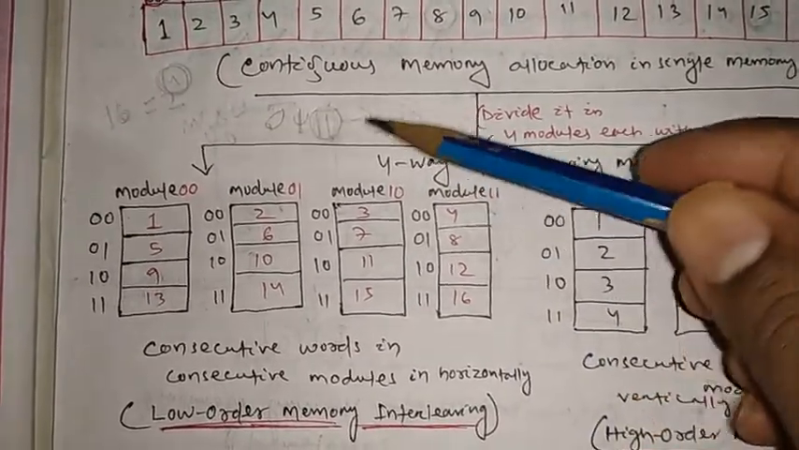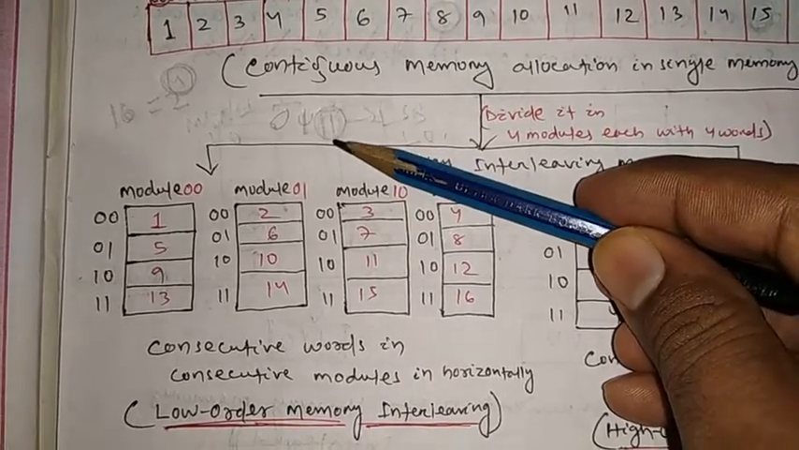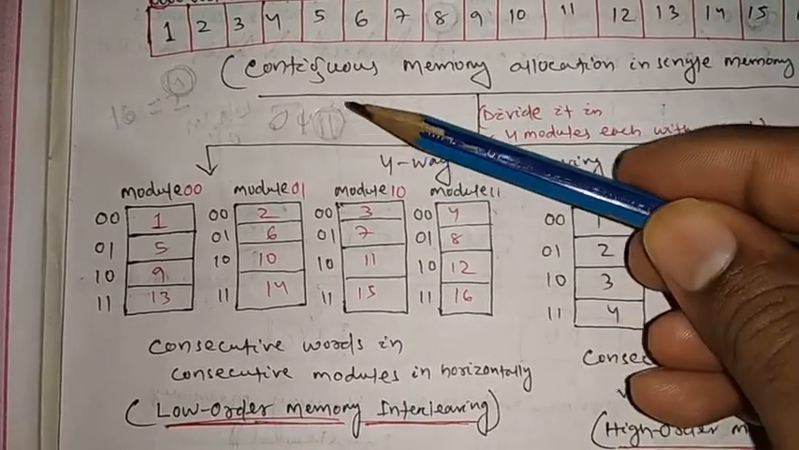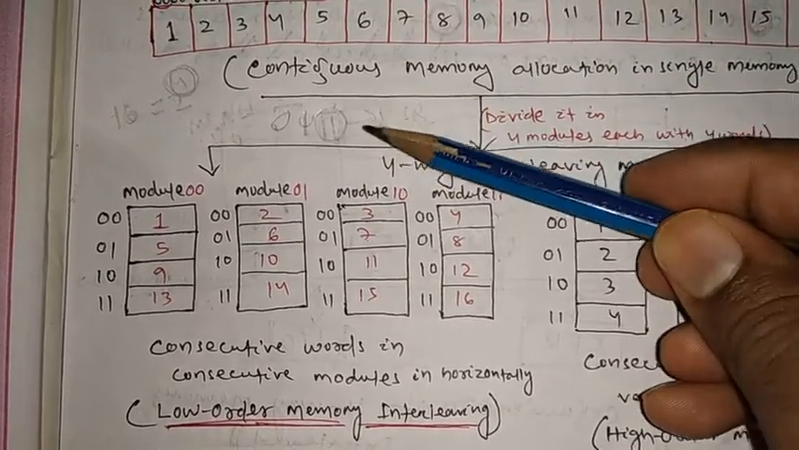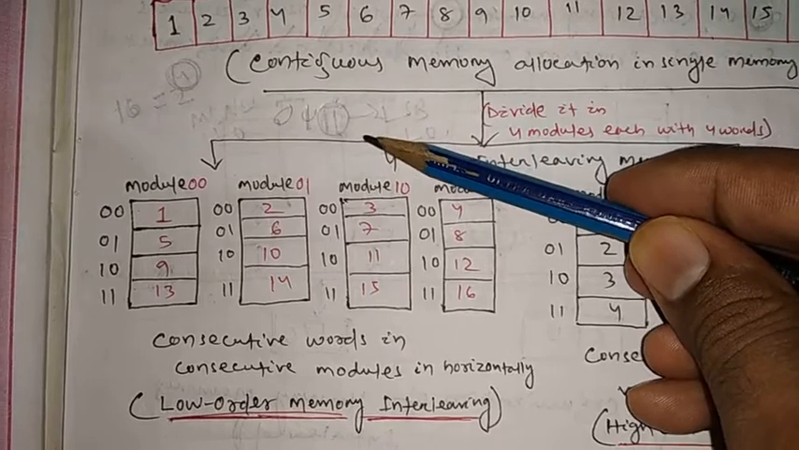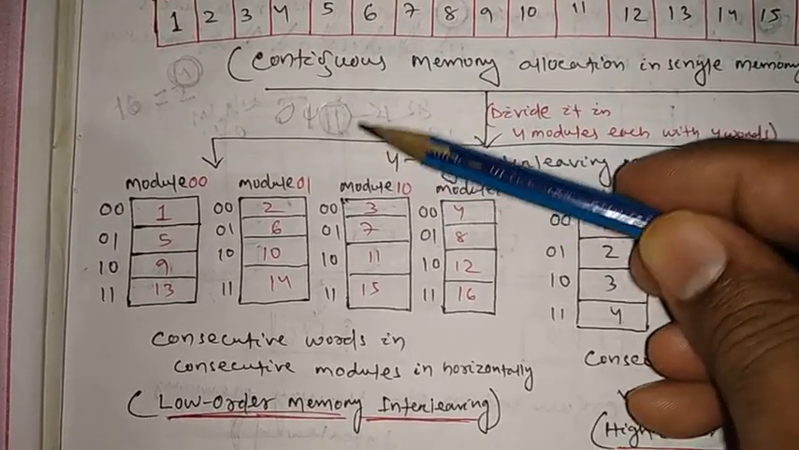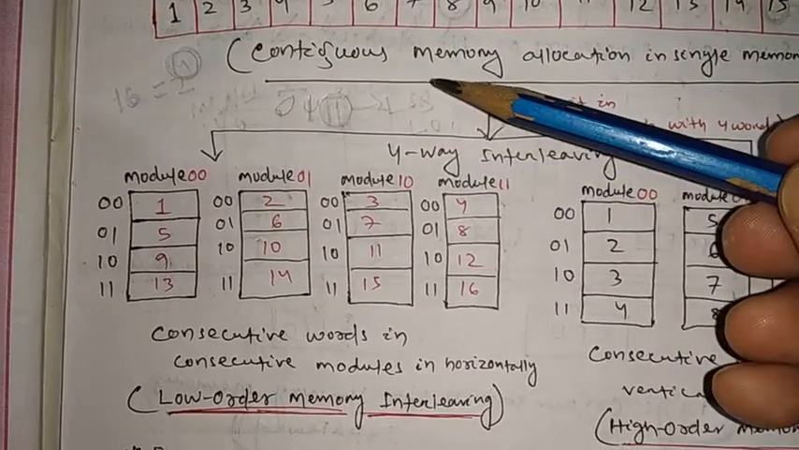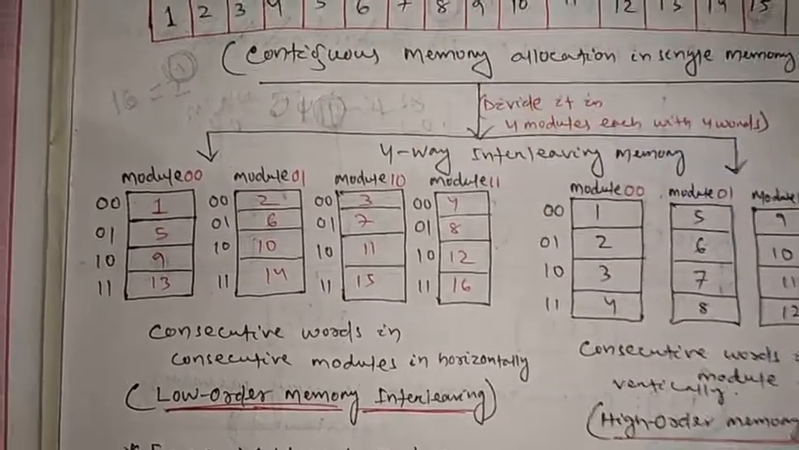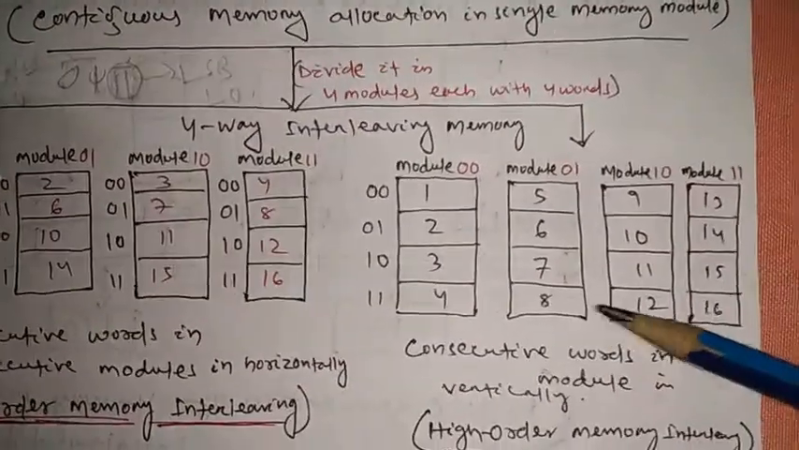If we use the last bits for identifying the module, then it is called what? Low order memory interleaving, or you can say lowest significant interleaving. You can also call it lowest significant interleaving modules. So this is called what? Low order memory interleaving. And this is called high order interleaving.